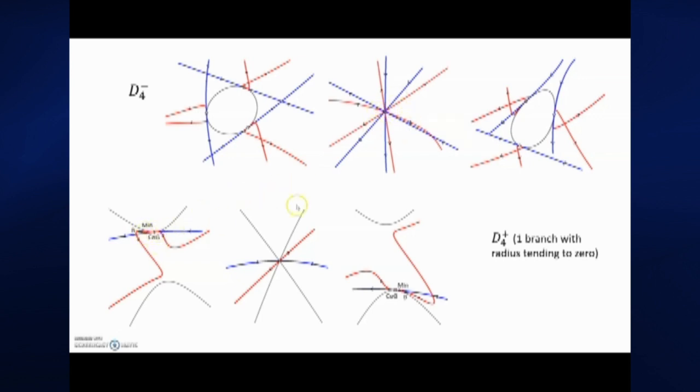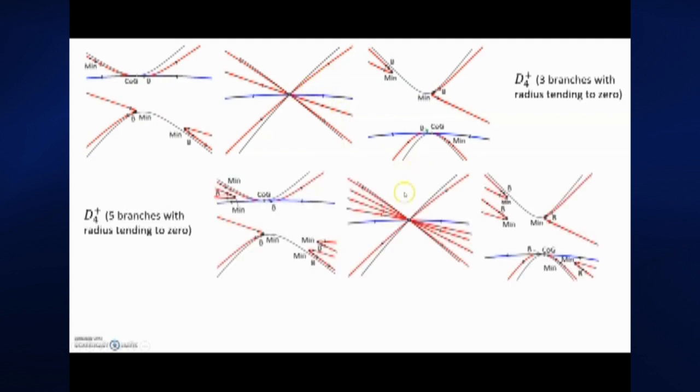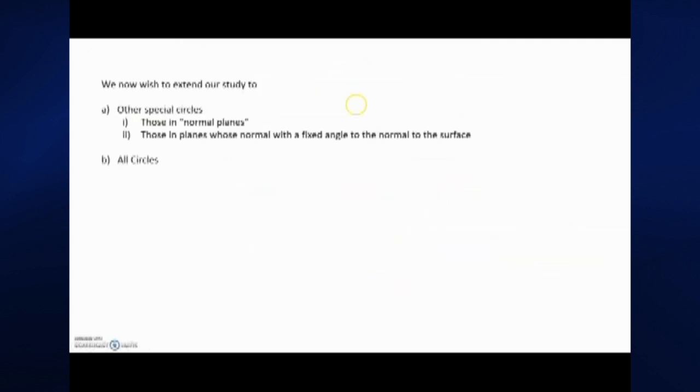Here there is 1 in the D4 plus. This is the 1 branch case. Again, the red branches represent radius 0. And the other cases for D4 plus, here we have 3 red branches with radius 0. And here's the example with 5 branches of the vertex curve.